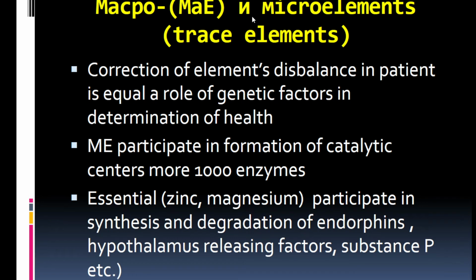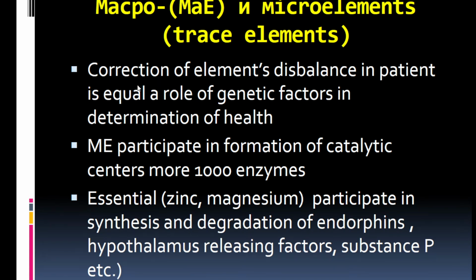Microelements are trace elements because these elements are present in our body in very, very small quantity. But a disbalance of these elements matters, because these elements are included in accessory substances. It means that these substances are regulatory substances. For example, hormones, enzymes, and other biologically active substances, etc.